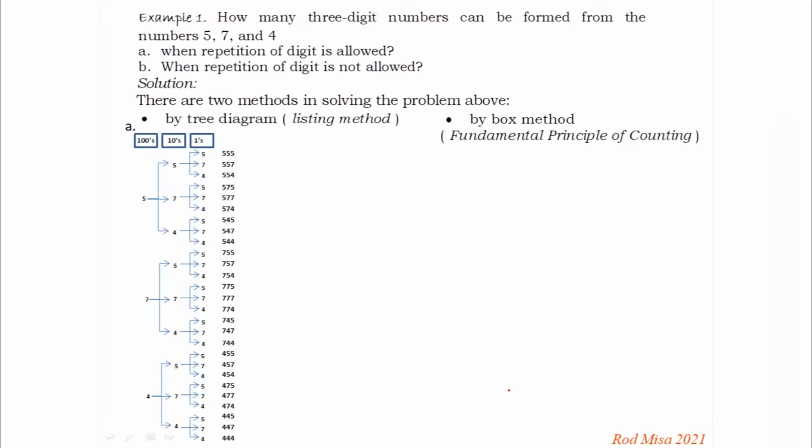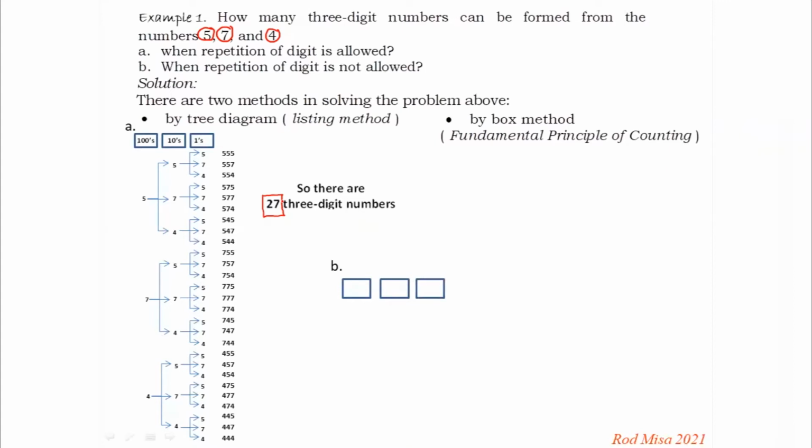Now, if you count how many 3-digit numbers we can form out of these numbers 5, 7, or 4, we listed down that there are 27 3-digit numbers. So, our answer here is 27 3-digit numbers when repetition of digit is allowed. So let's proceed to the letter B question here. What if repetition of digit is not allowed? How many 3-digit numbers can be formed out of the numbers 5, 7, and 4?